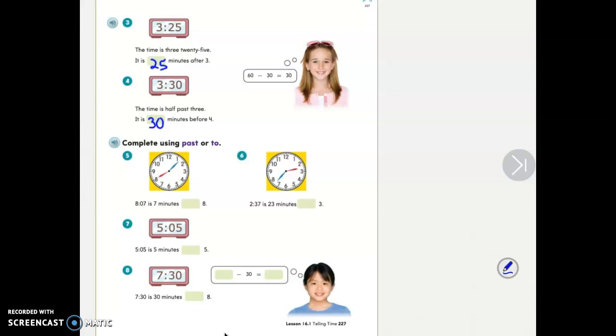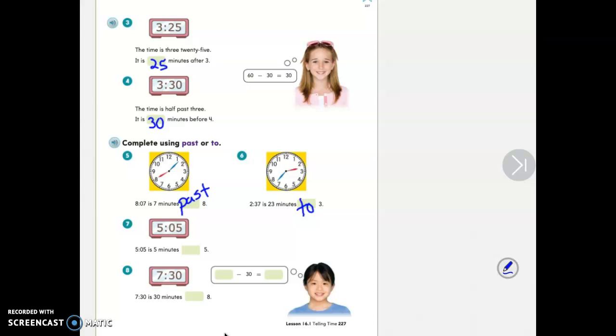So now we're going to the next section. We're going to complete the clocks using the words either past or to. So 8:07 is 7 minutes, and we are past 8 o'clock. Remember, anything before that 6, we want to say past. 2:37 is 23 minutes to 3 o'clock. Once we get past that 6, we want to start using to.